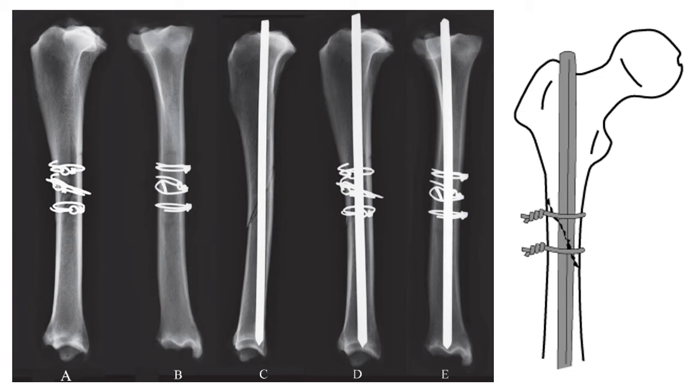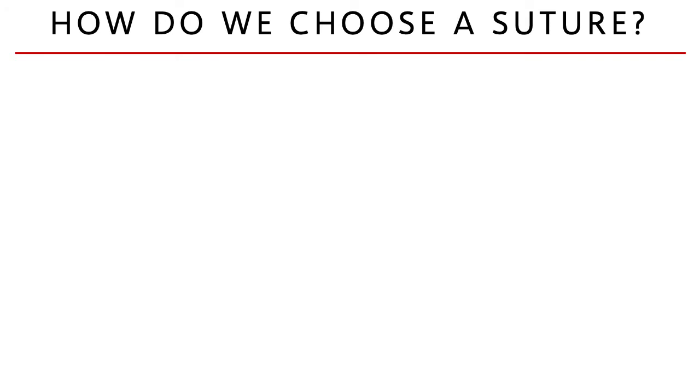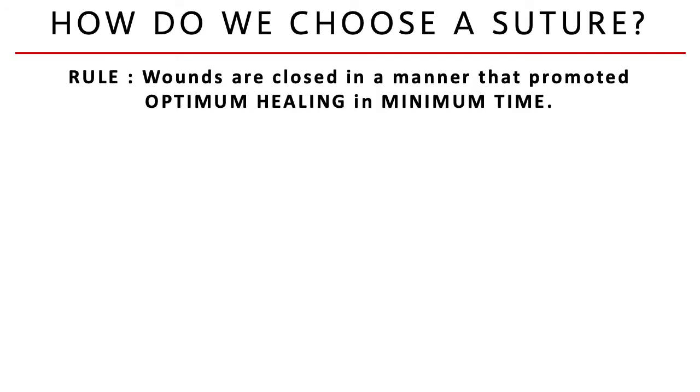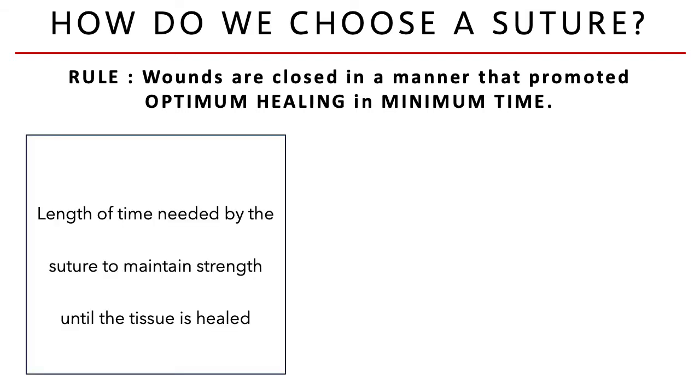So, what's next? How do we choose a suture? Okay? Rules. The rule is wounds are closed in a manner that promotes optimum healing in minimum time. Okay? You want those wounds to close in the minimum possible time, but the healing should be really good. So the length of time needed by the suture to maintain strength until the tissue is healed is one of the biggest factors, okay, when you decide what suture to use.